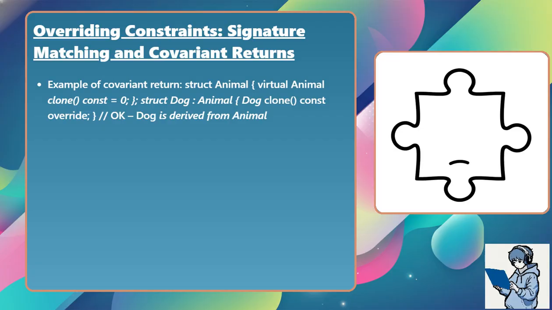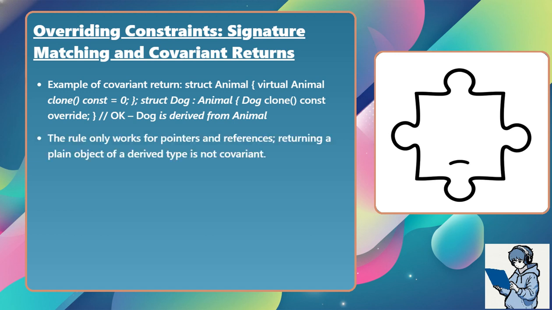Example of covariant return. A struct animal with a pure virtual function clone returning a pointer to animal and marked const. A struct dog inheriting from animal defines dog pointer clone const and override. This is okay because dog pointer is derived from animal pointer. The rule only works for pointers and references. Returning a plain object of a derived type is not covariant.